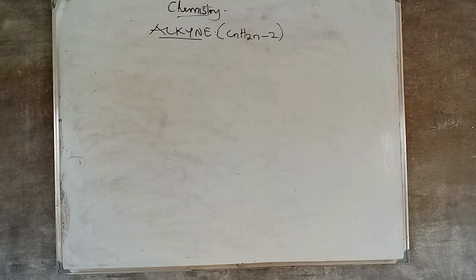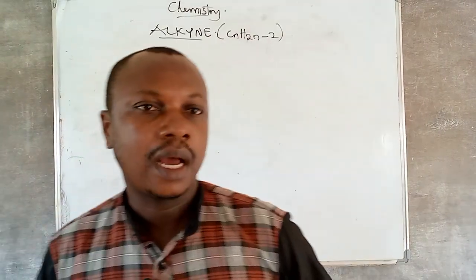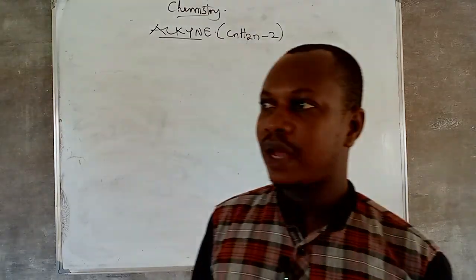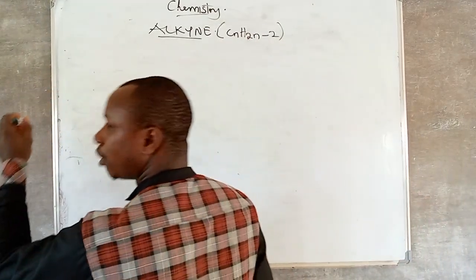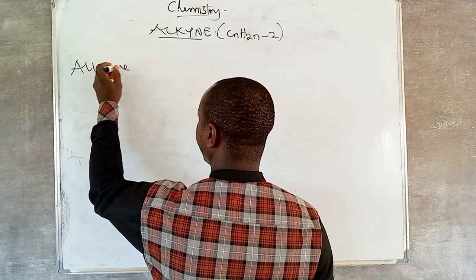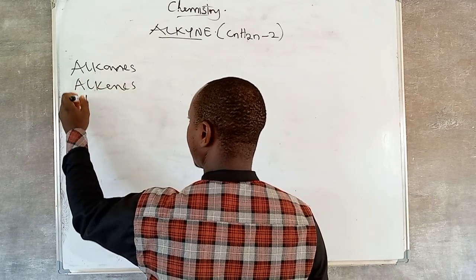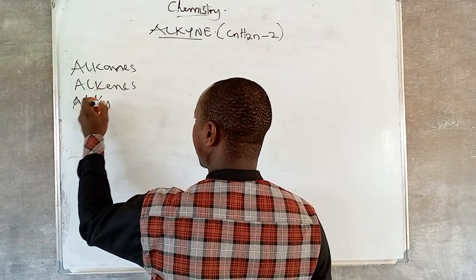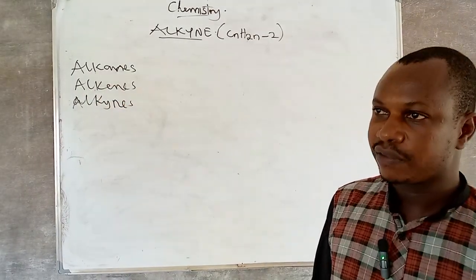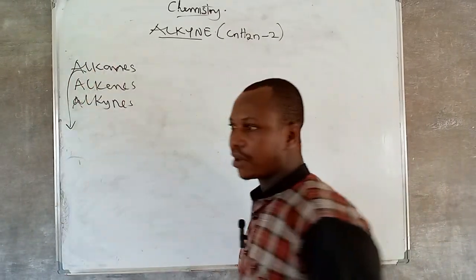We are looking at the Alkyne Homologous series. If you can recall, we have done Alkane. It told us that we have three families of organic compounds: we have alkanes, we have alkenes, and now alkynes. Every other one we'll be discussing will now stem from alkane.